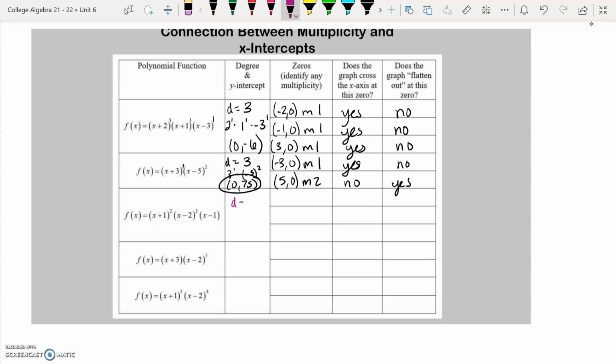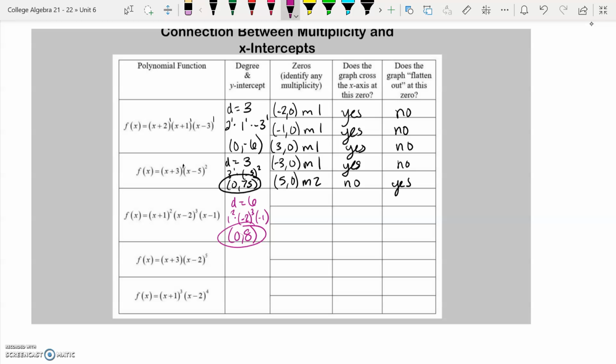So next one, I would say the degree is 6, because I would do 2 plus 3 plus 1. And then to find the y-intercept, I would take 1 squared times negative 2 to the third times negative 1. So when you do that, negative 2 to the third is negative 8, times negative 1 is 8, times 1 squared is 8. So it would be 0, comma 8 as your y-intercept.